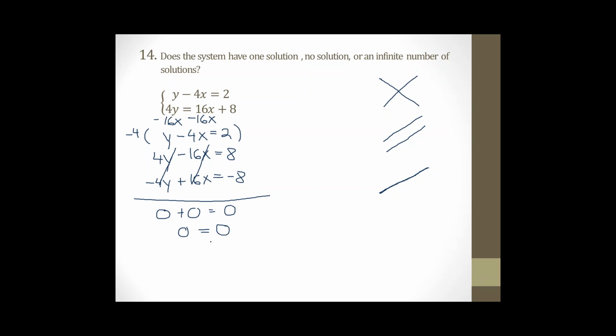This is a true statement. Whenever I have a true statement, that means the lines are exactly on top of each other. That means there is an infinite number of solutions, because every single solution from one equation is also a solution of the second equation. So infinitely many solutions for this system.